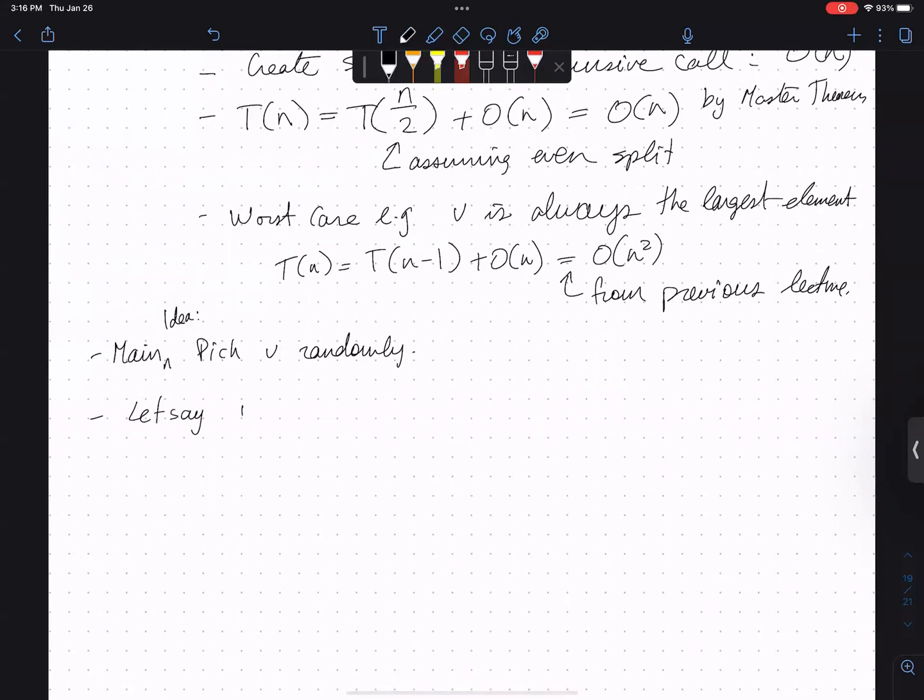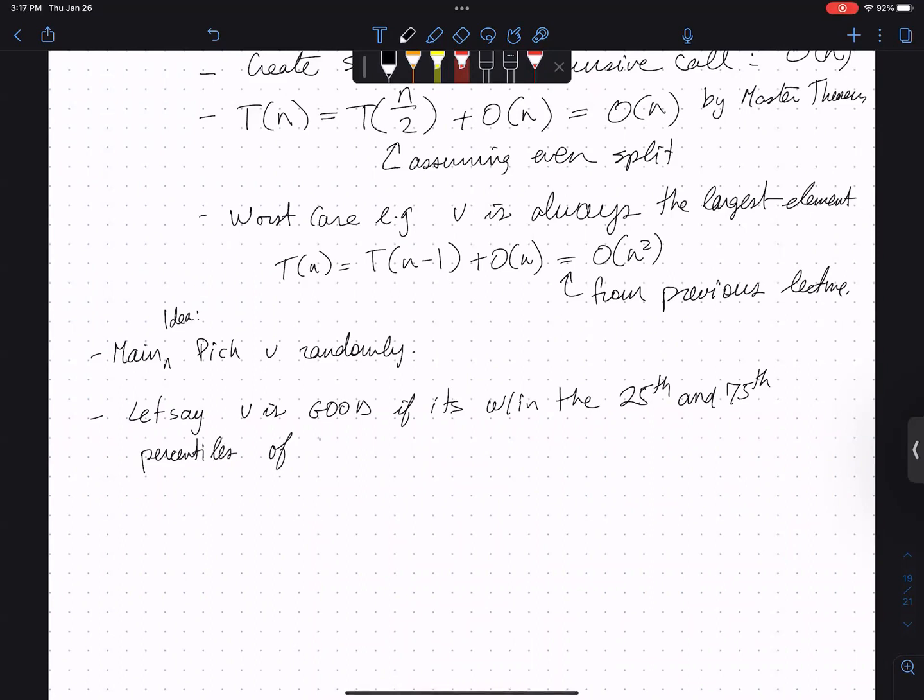Let's say V is good if it's within the 25th to 75th percentiles of S. Meaning, if you sort S, then you have the 25% smallest elements and the 25% largest elements, and V is good if it's not in there. V is good if it's in the middle 50%. That's what we're going to call good, and I'll explain why that's good in a second.